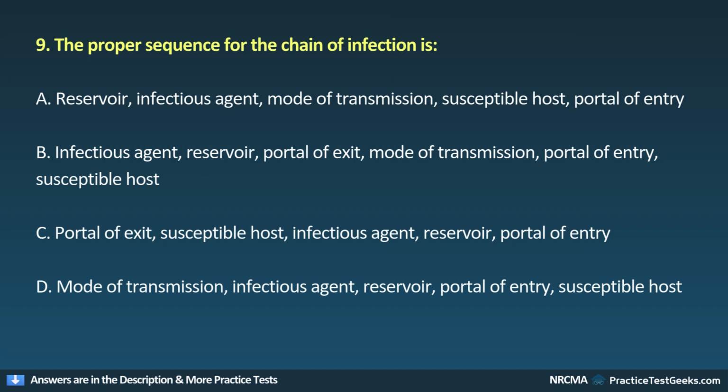9. The proper sequence for the chain of infection is A. Reservoir, infectious agent, mode of transmission, susceptible host, portal of entry. B. Infectious agent, reservoir, portal of exit, mode of transmission, portal of entry, susceptible host. C. Portal of exit, susceptible host, infectious agent, reservoir, portal of entry. D. Mode of transmission, infectious agent, reservoir, portal of entry, susceptible host.